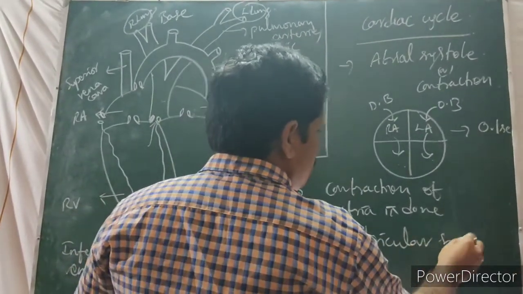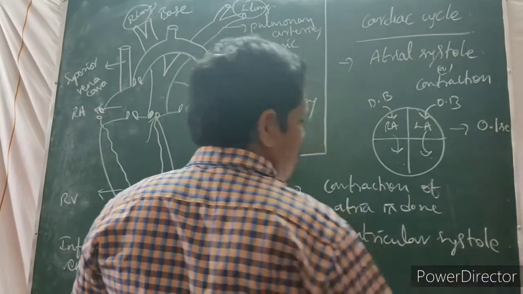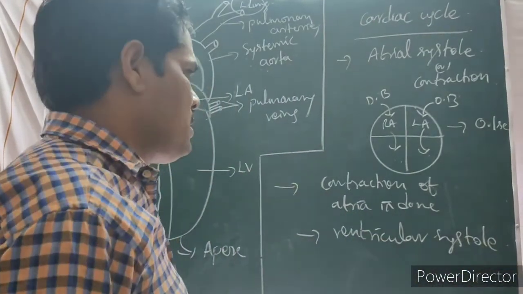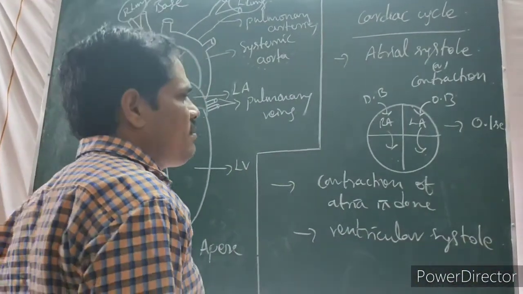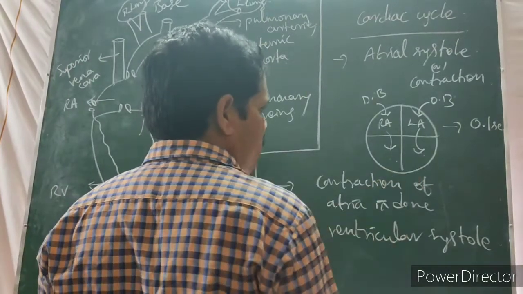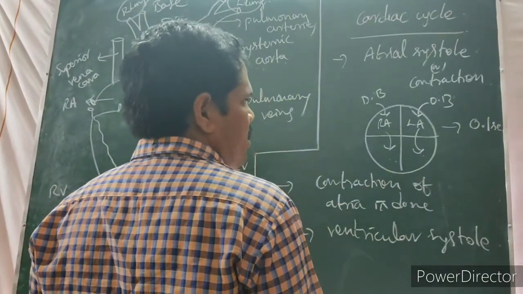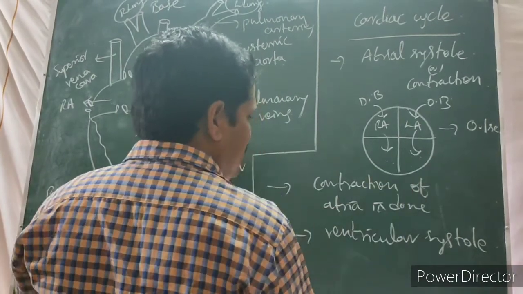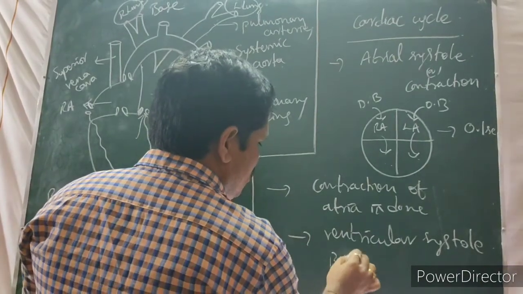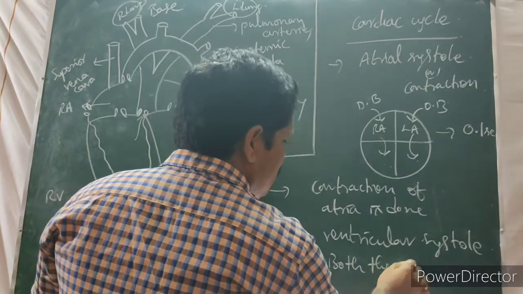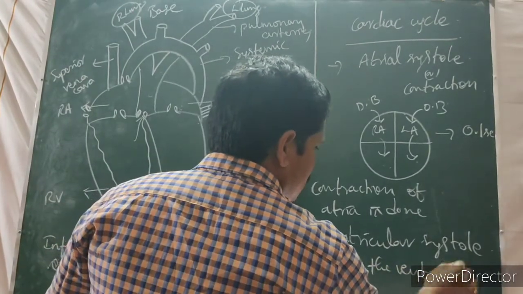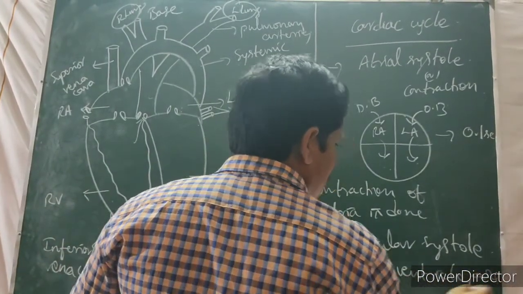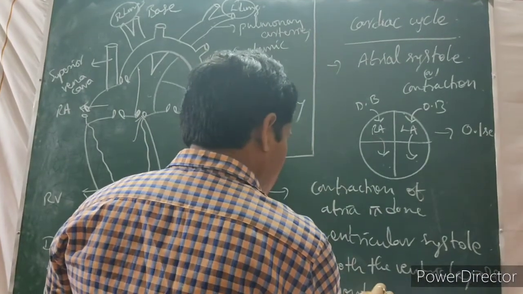Ventricular systole. What is the ventricular systole? Ventricular systole means both the ventricles are contracted.